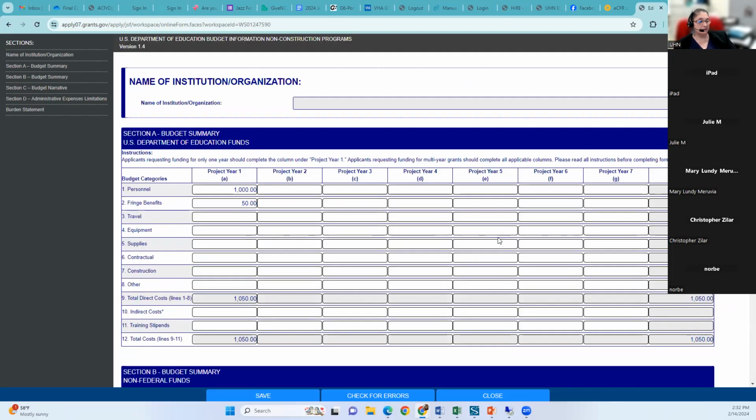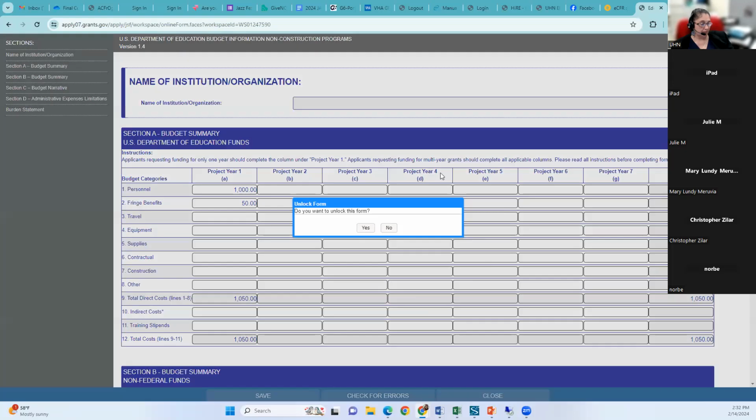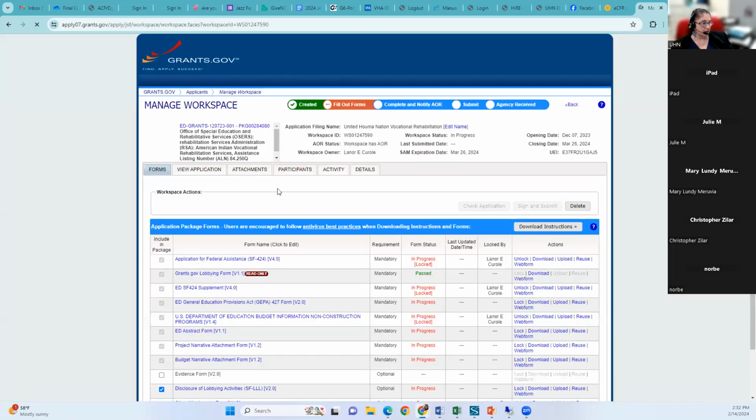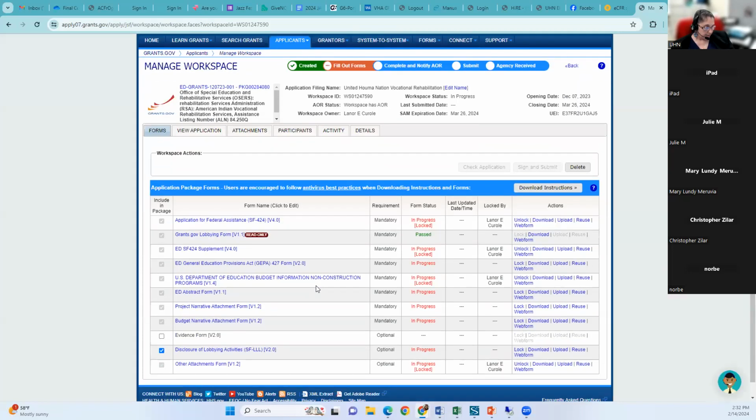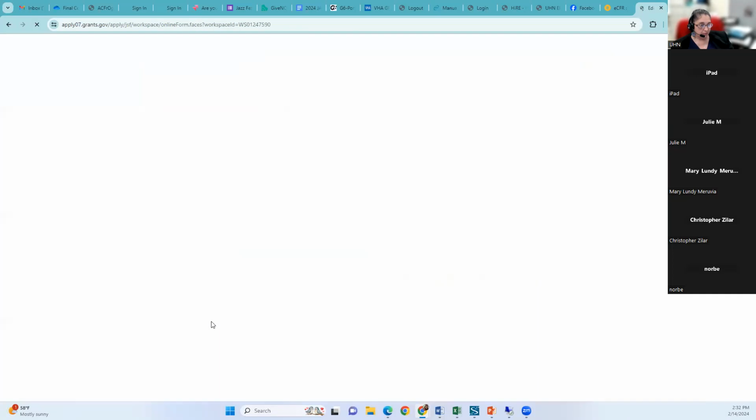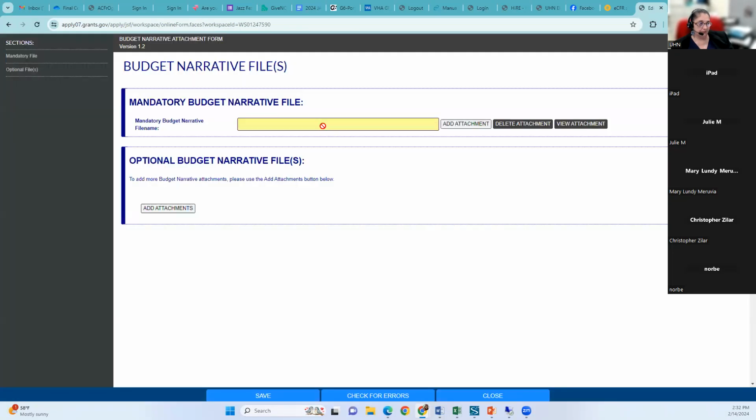Any questions about this entry? Okay. We're not going to save this. And then just to review your budget narrative, you upload it as a PDF, always a PDF. It would be added here. Add an attachment and you would put it there. If you have any optional budget narrative forms, then you'd add them here.